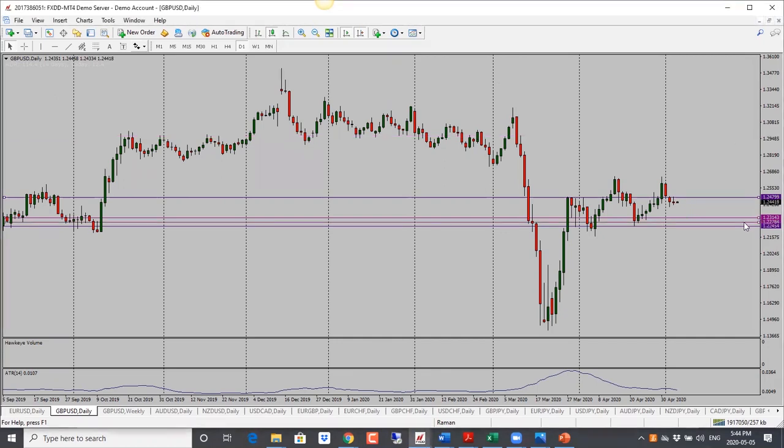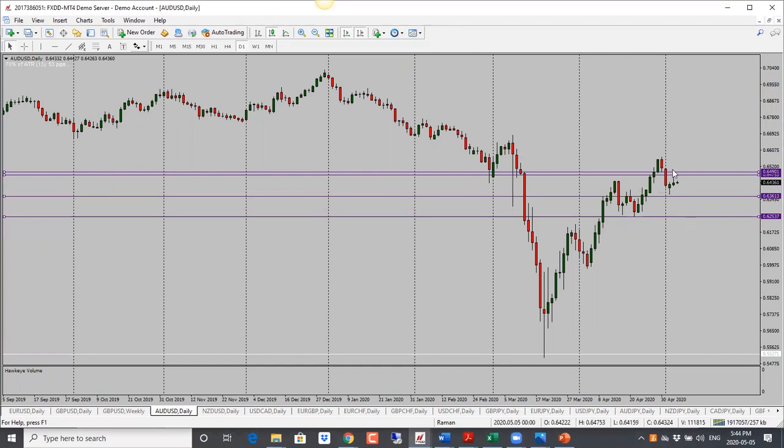In terms of the targets here, the first target is 1.2380, second target 1.2300. So bias here is bearish for pound dollar. Aussie dollar here, this one looks bearish as well.